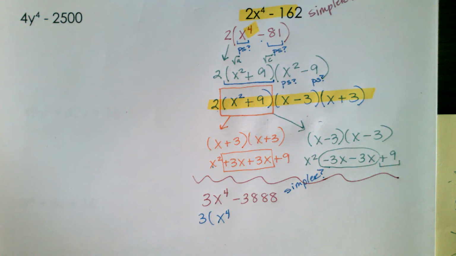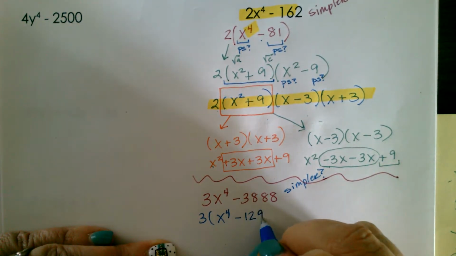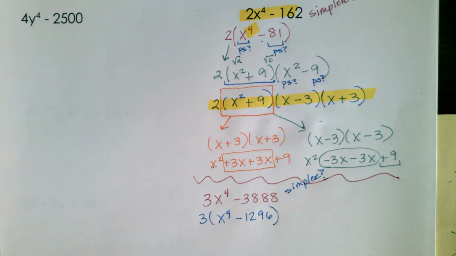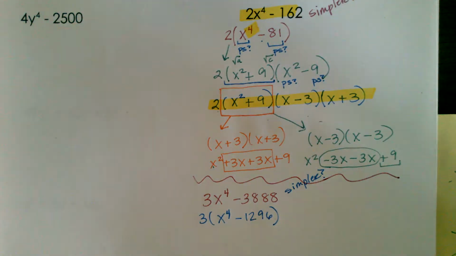I'm sorry. I need to do 3888 divided by 3 minus 1296. I forgot to write that step down. Okay, I'm excited I was able to factor some. Because I factored a little, I cannot use the word prime.